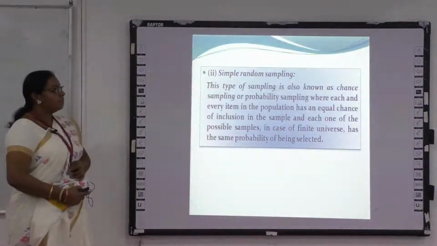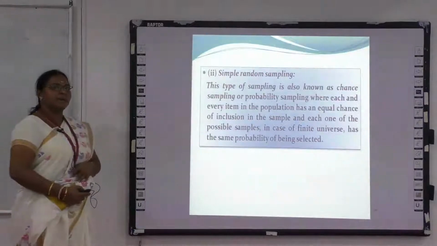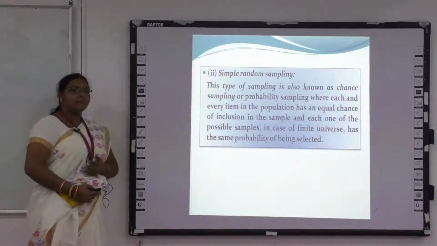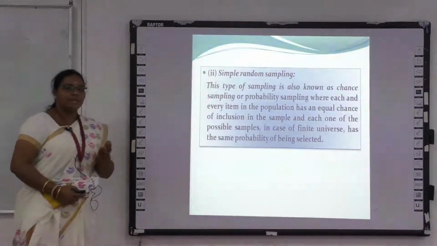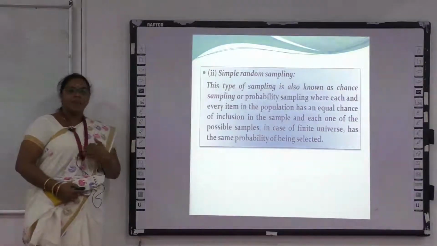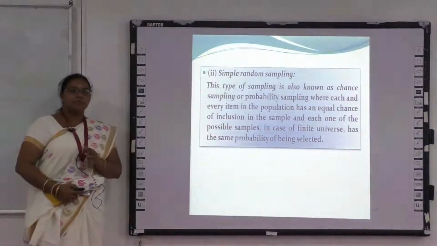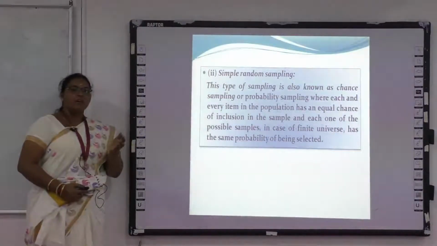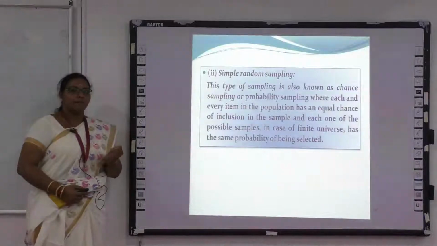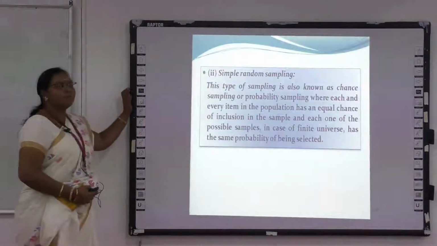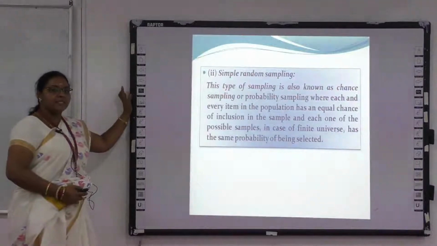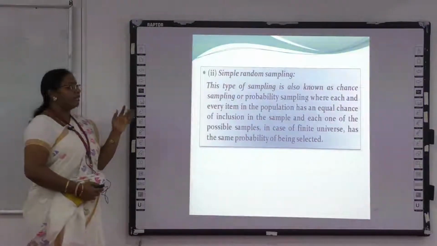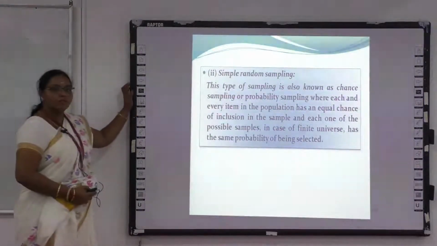The next one is simple random sampling. Simple random sampling is otherwise called chance sampling or probability sampling, where the random sample is taken accordingly. For example, this many students are seated over here. If I call the even-numbered students, that is taken as a simple random sample. If I take odd numbers, even numbers, whole numbers or prime numbers in that order, that comes under simple random sampling. Likewise, counting by fives, tens, or twenties, that is also called simple random sampling.